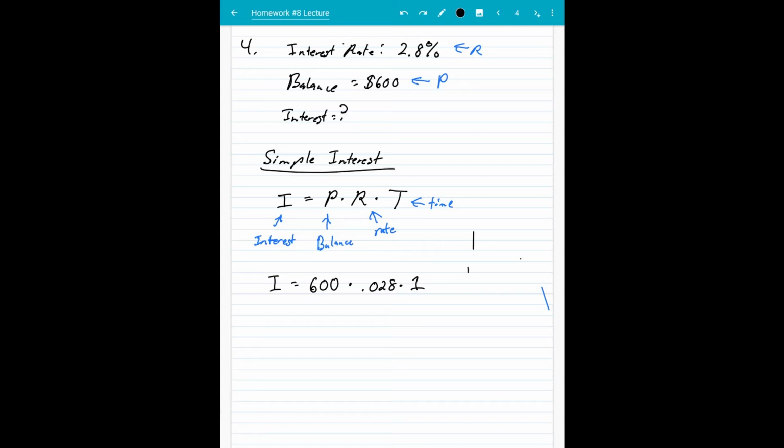All right, and you end up getting 16.8. So that would be I equals $16.80. That would be your interest, or her interest on the credit card. Now that's simple interest. A lot of things don't really work in simple interest. They do for each month calculation.